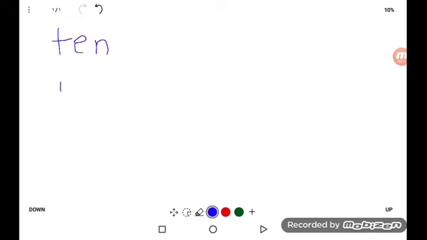So let's say if you have 72, we need to round it to the nearest 10. Now we need to round it to the tens digit. So this is the ones place, and this is the tens place.